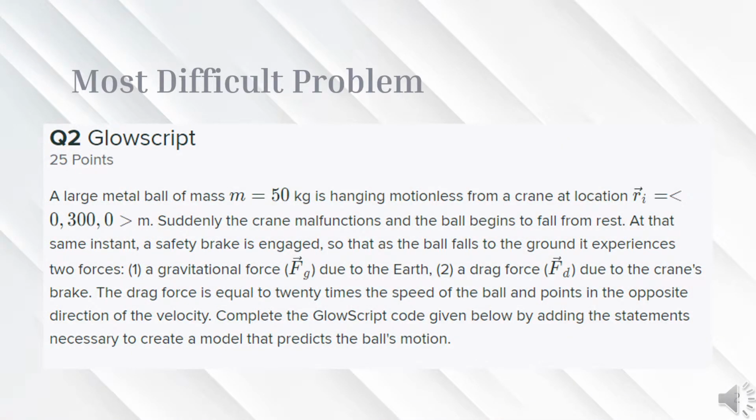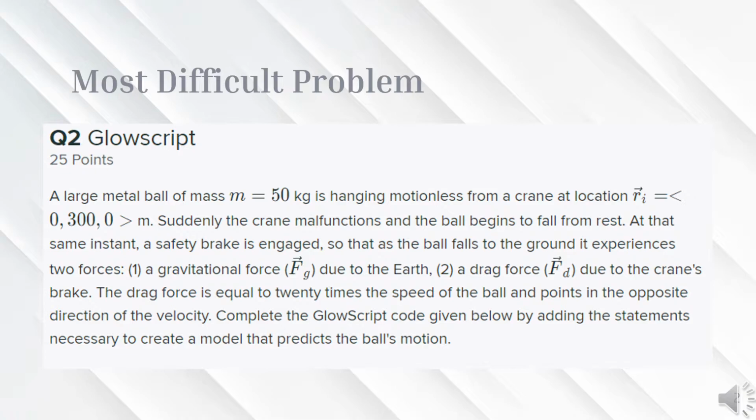The most difficult question, aka the question I lost the most points on, was question number 2. In this problem, a large metal ball is hanging motionless from a crane. When the crane malfunctions, the ball drops. Luckily, a safety brake is engaged.